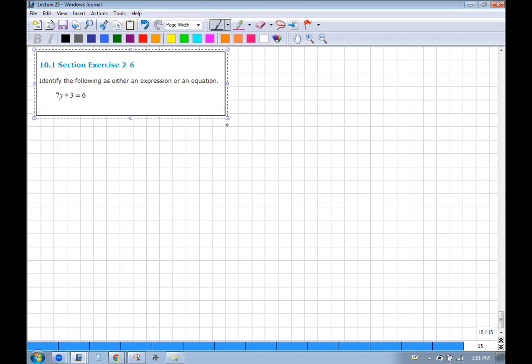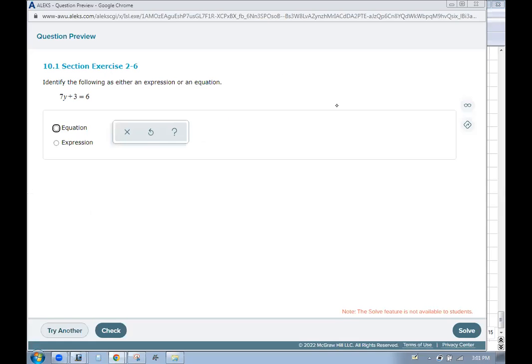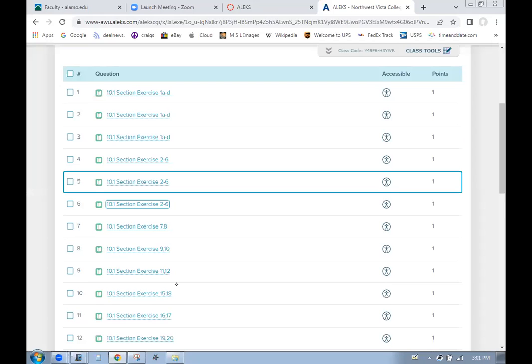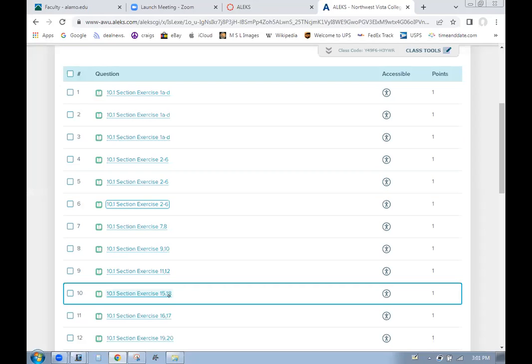All right. Identify the following as either an expression or an equation. Well, it's both. I guess an expression would be like 7y plus 3. That would be an expression. So we would call this an equation. This is just terminology. I'm not going to ask you anything stupid like that. That's a stupid question. Let's go down here and look at something more interesting. Maybe this one.